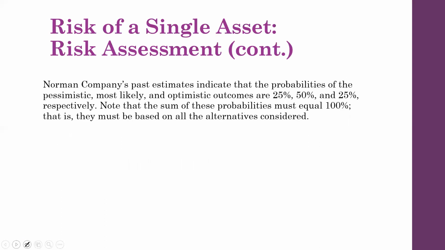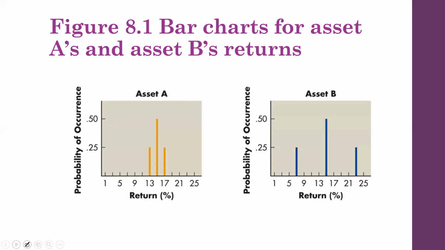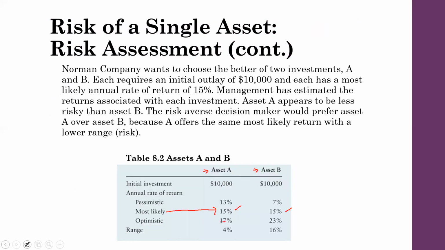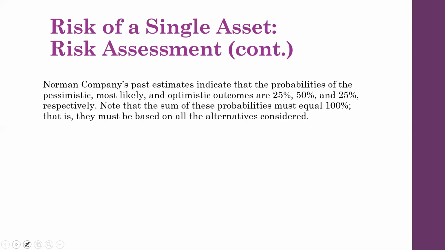Now stay with me, so we're going to perform an analysis, right? Assessment. So Norman Company past estimates indicate that the probabilities of the pessimistic, most likely and optimistic outcomes are 25%, 50%, and 25%, respectively. So there's a 25% chance that the asset will give a return of 13%, right? And then there's a 50% chance that it will be at 15% and so forth. Note that the sum of the probabilities must be equal to 1. So if you add 25, 50, and 25, we get 100. Right? So your probabilities must equal 1.